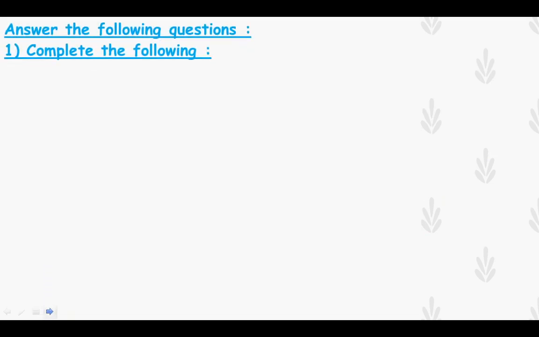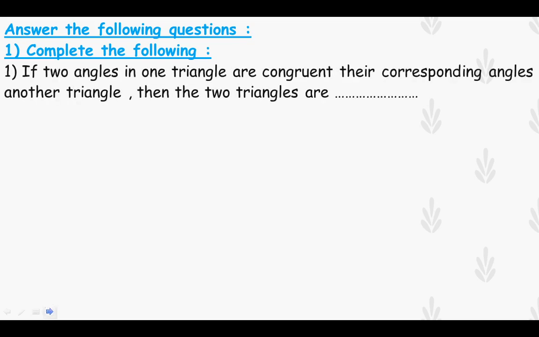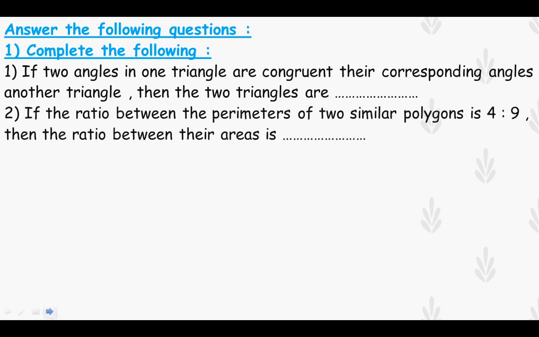Okay, let's go to another example. Answer the following question. Okay, let's solve some problems on what we have studied, and we are going to complete our lesson.